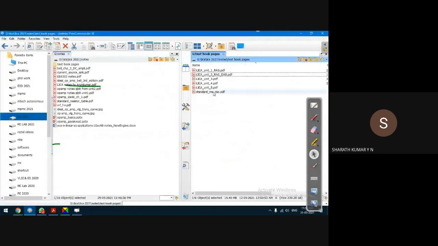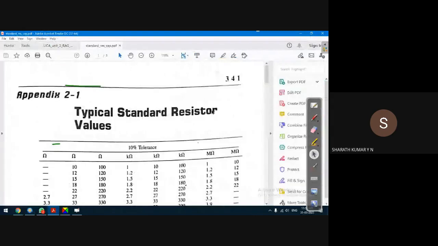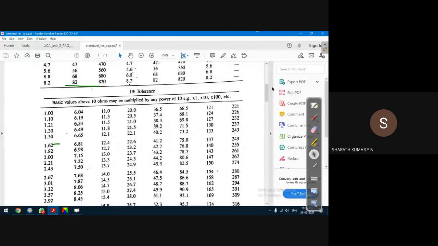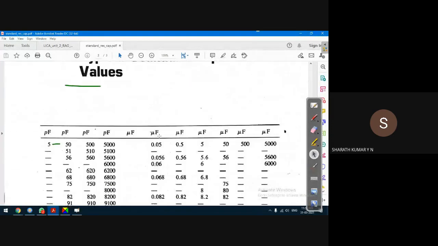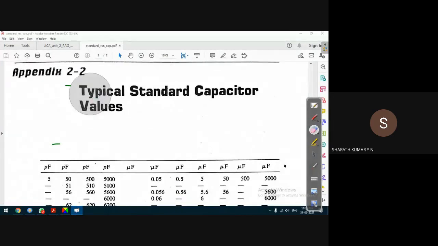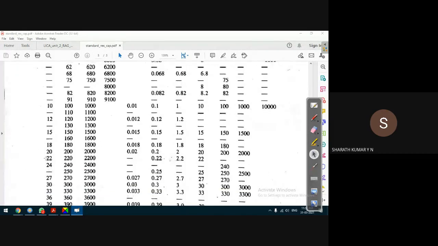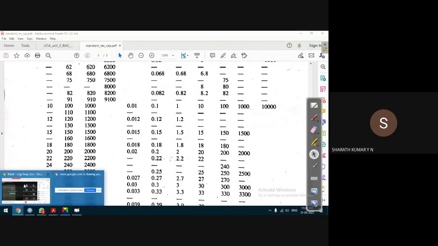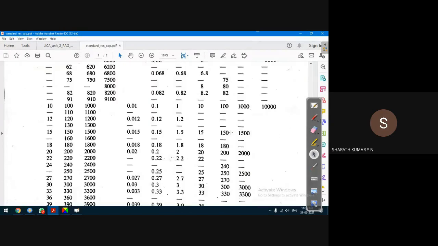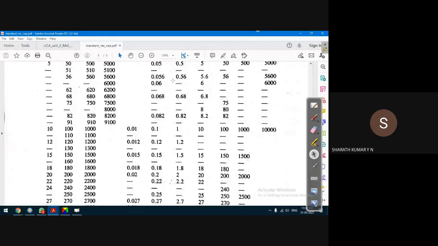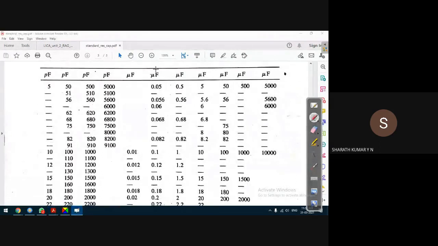This I actually shared in the group. As a group, you can go through this standard resistor and capacitor table. So we have a standard capacitor table also. This is very important. Capacitors also we have to select from the standard capacitor table. For example, in this example, the author has selected the capacitor value as 0.068 microfarad. Yeah, here it is. Observe this, under the microfarad range, 0.068 microfarad.